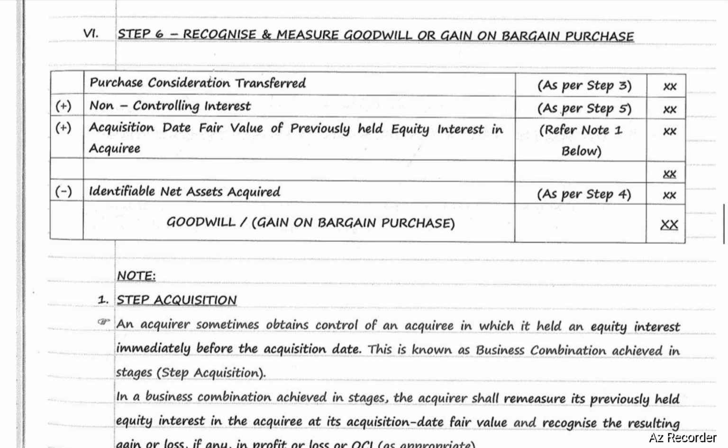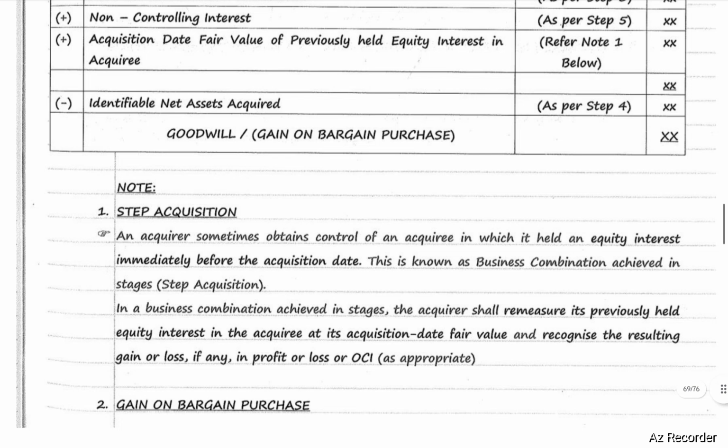Step acquisition. An acquirer sometimes obtains control of an acquiree in which it held an equity interest immediately before the date of acquisition. This is known as business combination achieved in stages, that is step acquisition. In a business combination achieved in stages, the acquirer shall remeasure its previously held equity interest in the acquiree at its acquisition date fair value and recognize the resulting gain or loss, if any, in P&L or OCI as appropriate. Gain on bargain purchase.